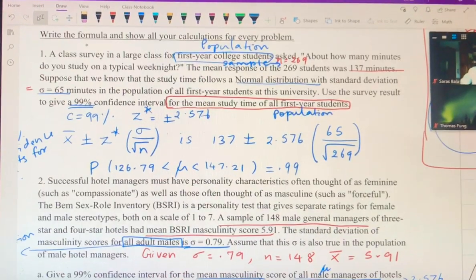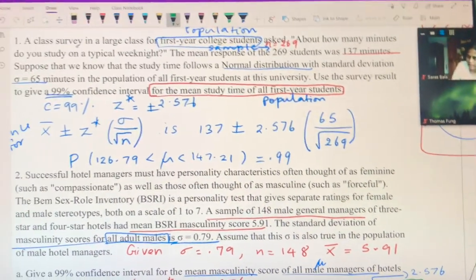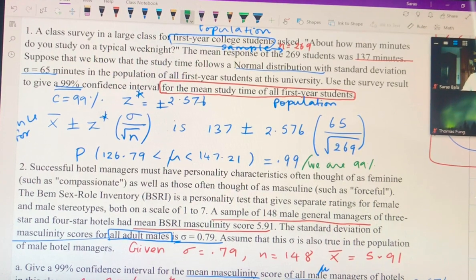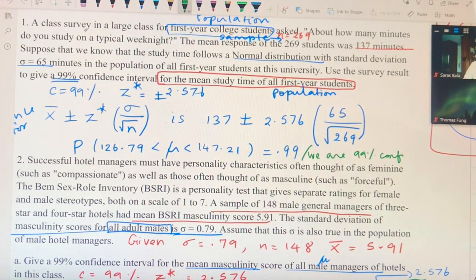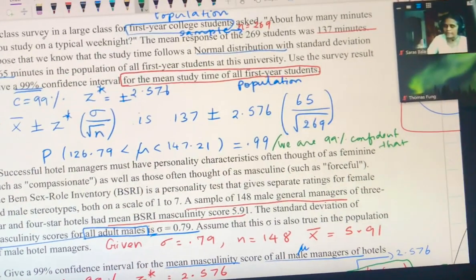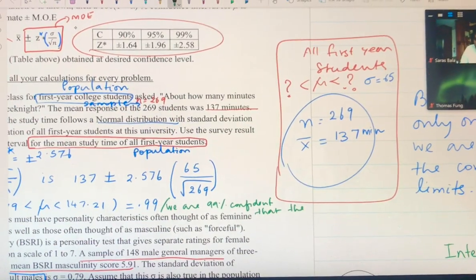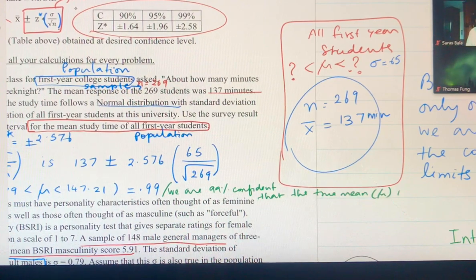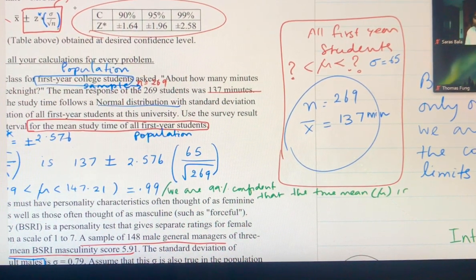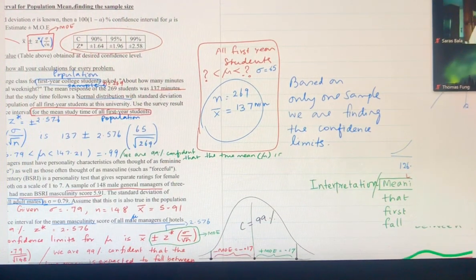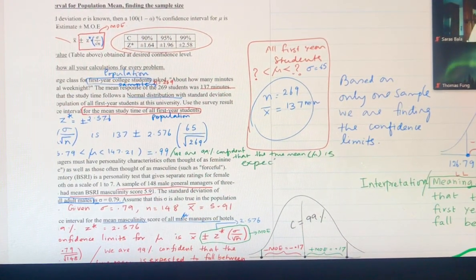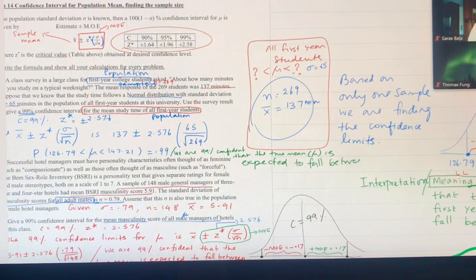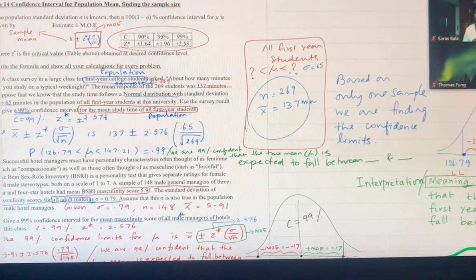So the meaning of your work is we are 99% confident that the true mean, or you can just copy down all first year students everything, that the true mean is expected to fall between, oh, here it is, I have already written, is expected to fall between those two numbers. So that is the meaning of your work.